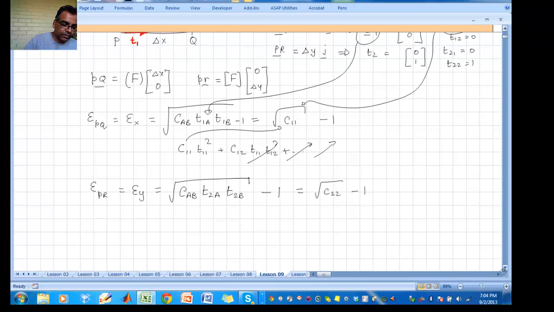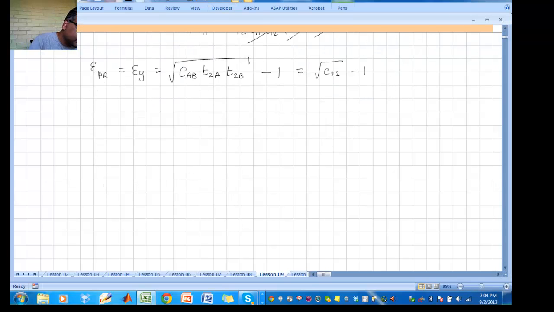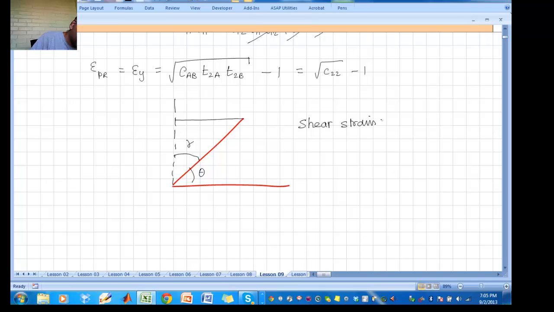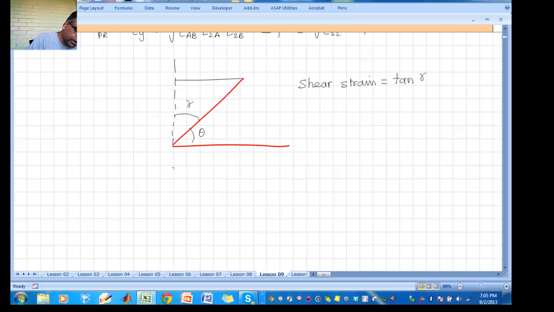So I'm going to redraw that so that we can see properly. This angle is called gamma, this angle is called theta, and the shear strain is tan gamma, the tangent of this angle. You're wondering why tangent? So what do you want for the shear strain? If it looks like this, we want gamma equal to 0 to imply shear strain 0.